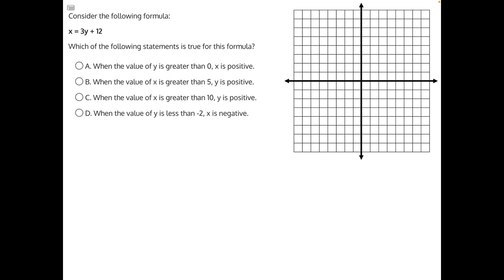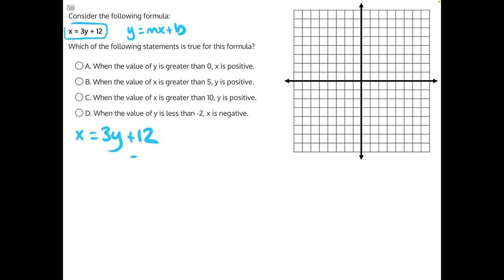Consider the following formula. Which of the following statements is true for this formula? To solve this question, we first need to put our equation into slope-intercept form, y equals mx plus b. So let's take this equation down here and try to isolate our variable y using opposite operations.